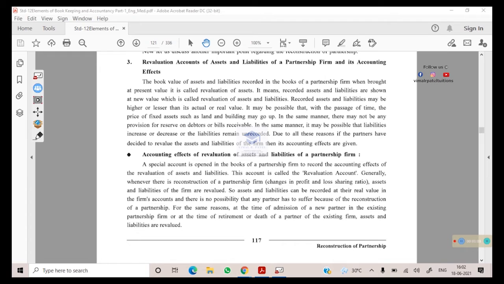So for the purpose of giving effect of revaluation of assets and liability, a separate account known as revaluation account, also known as profit and loss adjustment account, will be opened in the books of the partnership firm, where the effect of all increase or decrease in value of assets will be given.